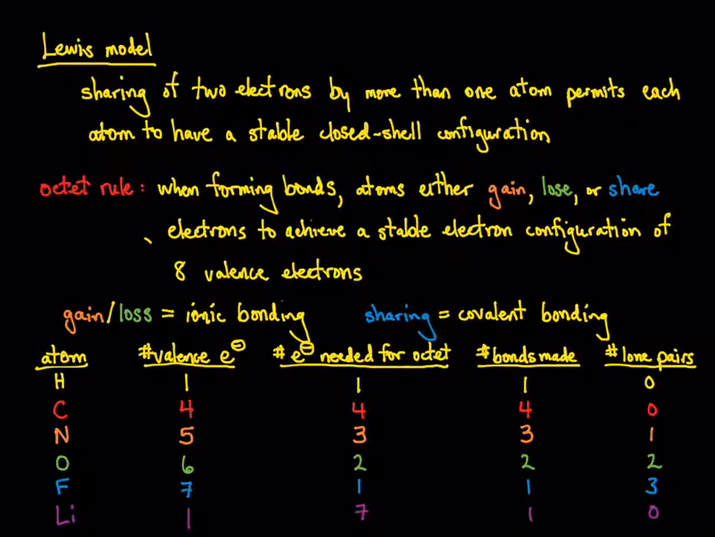But if we look at lithium, we will notice that it has 1 valence electron. It needs 7 more electrons to complete its octet, but instead of making 7 bonds, it loses an electron to generate the noble gas configuration of helium. This is no longer covalent bonding, but rather ionic bonding.